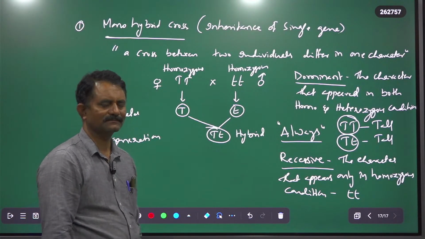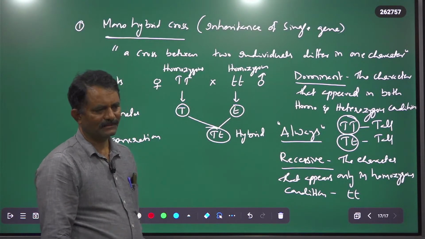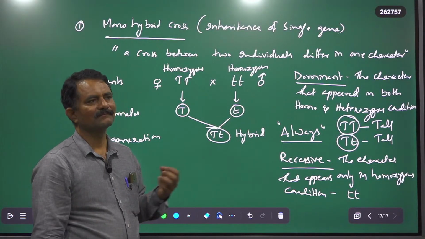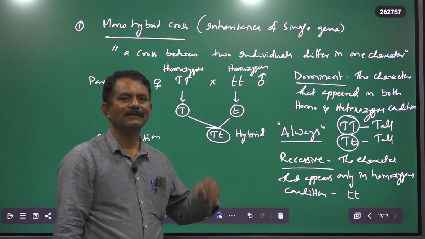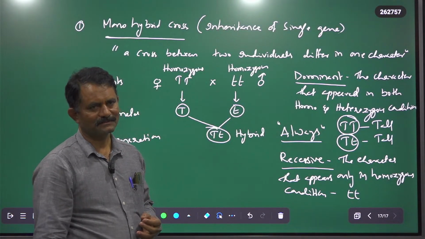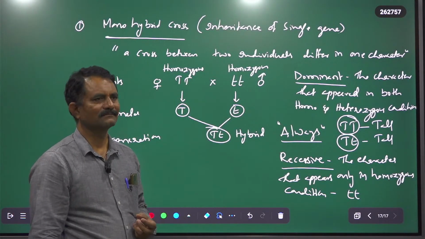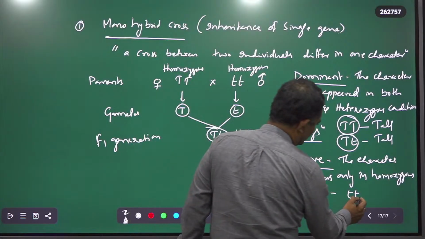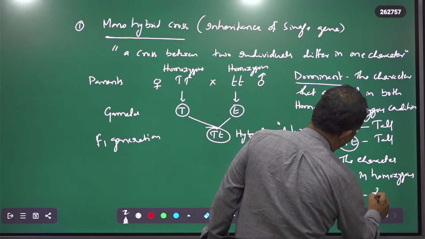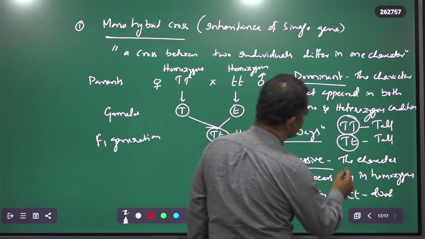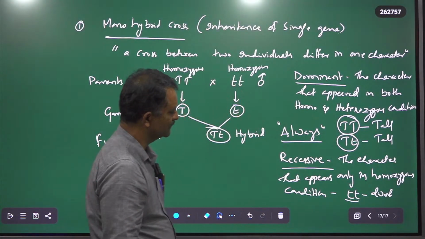Otherwise, it is suppressed. If one dominant allele and one recessive allele are there, automatically the dominant allele dominates over the recessive allele. Only the dominant allele is expressed in the phenotype, so we see only the dominant character. Only in this condition we can see the dwarf. In these two conditions we can see the tall, and in this condition we can see the dwarf.